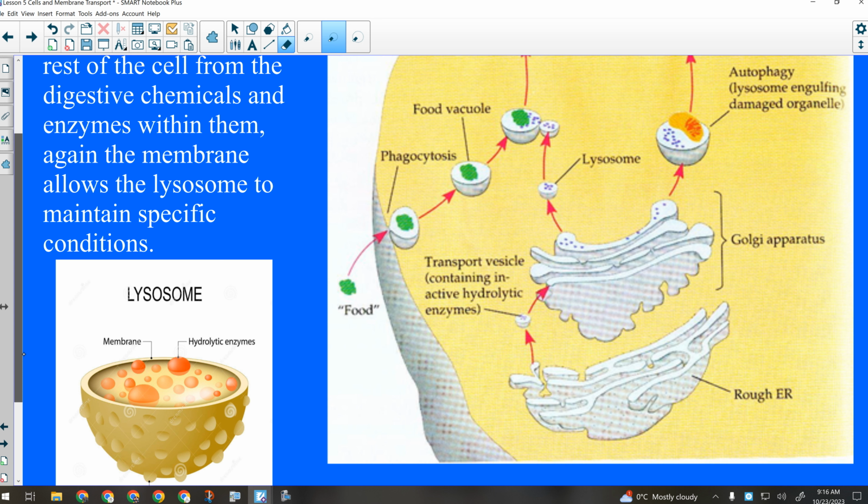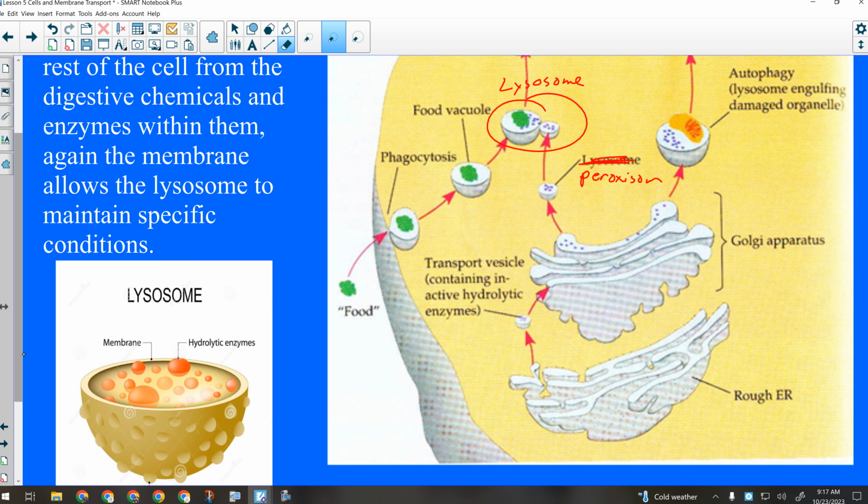So this diagram should say that this is a peroxisome, and then this is a lysosome. A lysosome actually has the food in it, a peroxisome does not. I'm never going to ask the difference. So if you're scrambling to write that down, it's not a big deal.